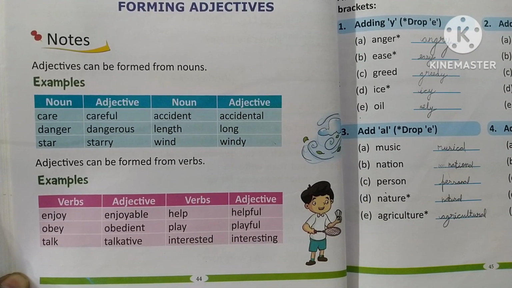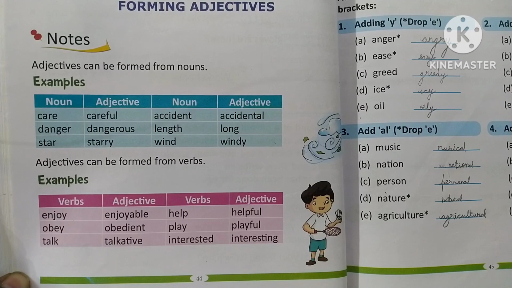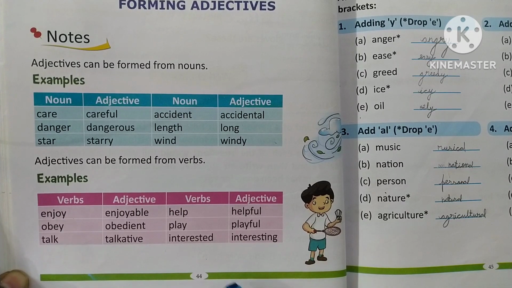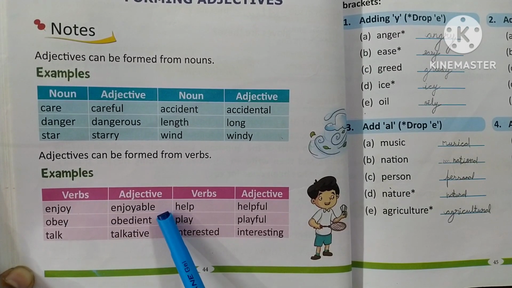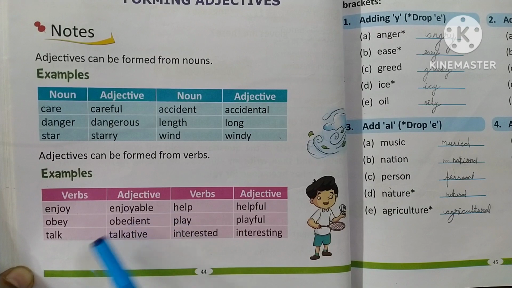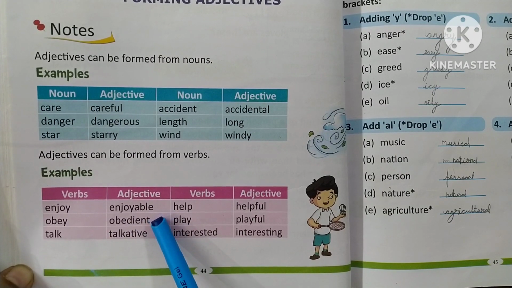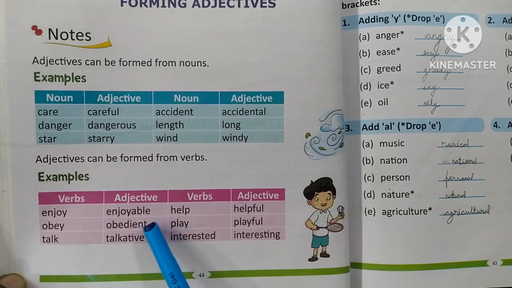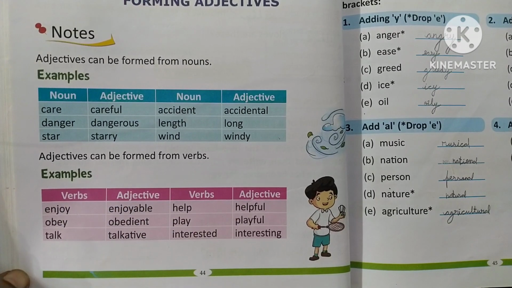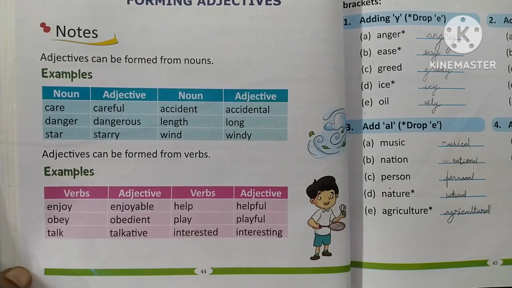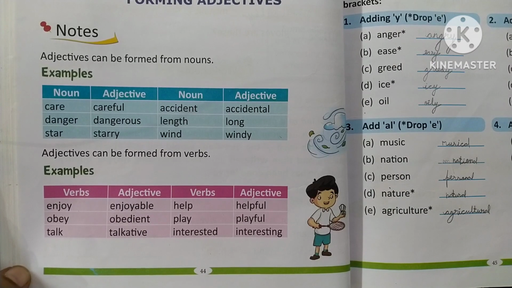What are verbs, students? We know verbs are doing words and they always or mostly end in ing. Now, the verb enjoy gives rise to the adjective enjoyable. The joy ride was enjoyable. That means it is coming from the word enjoy. They are enjoying something. The ride was enjoyable.